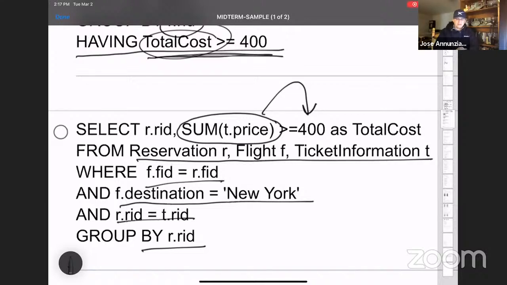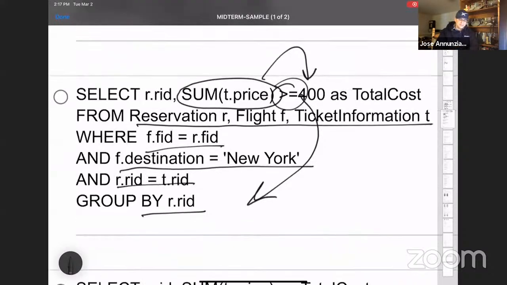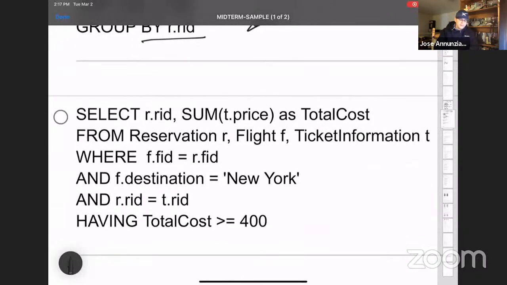What's that all about? You can't have comparisons in the select clause. You can have comparisons in the where clause, but not in the select clause. So that's not good. So let's keep going.